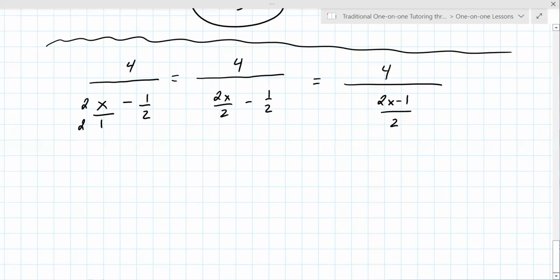From here, you can multiply the top and bottom by the reciprocal, by 2 over 2x minus 1. But in the numerator, this 4, you have to rewrite as a fraction. It's 4 over 1, so that you can multiply it by the top and the bottom. And again, everything in the bottom cancels to 1. But the numerator is 8 over 2x minus 1.